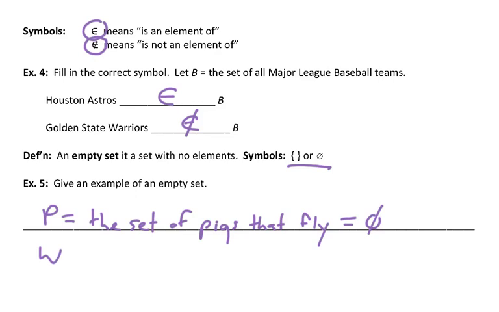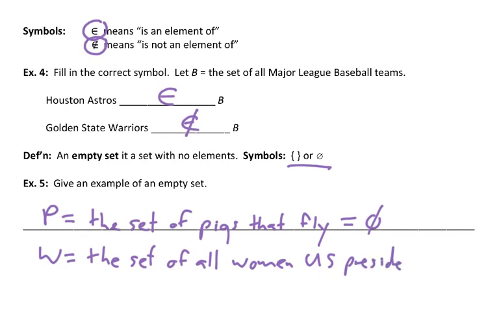Another one might be, let's call this one W, the set of all women U.S. presidents. Unfortunately, this is an empty set as well. One day, hopefully, we will correct that and elect a woman president, but to date, all of the presidents that we've elected have been men, and so the set of all women U.S. presidents is the empty set.